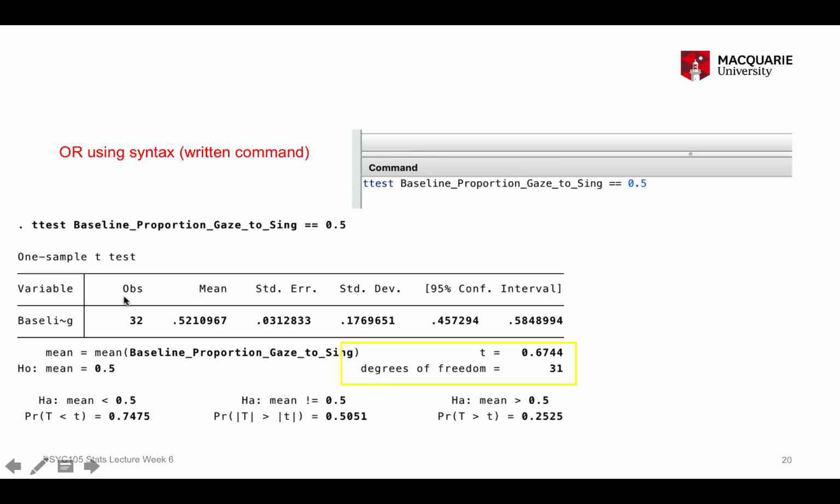And you can see we get a bit of information that's the summary descriptive statistics. This is exactly the same as what we saw a few slides ago when we were just doing these summaries. Then we get some information about the actual t-test itself. We get a t-statistic, which you can see is 0.6744, just the same as what we calculated by hand a few slides ago. We have degrees of freedom, which is our sample size minus 1. 32 minus 1 gives us 31 degrees of freedom.